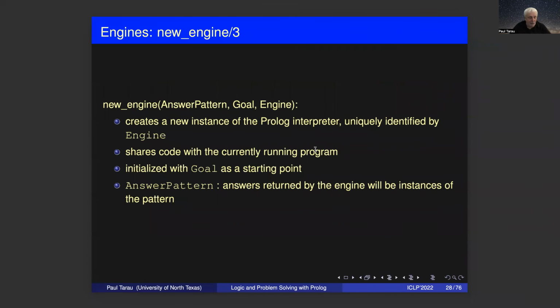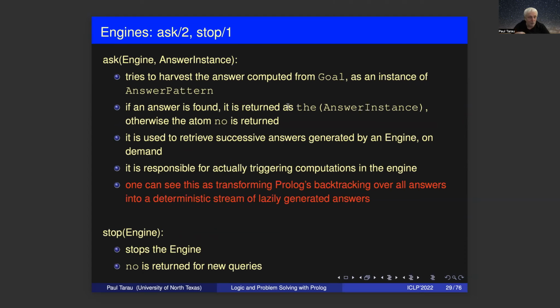the API. You can create a new engine by giving an answer pattern and a goal, and you get a handle back. And you can share the code, of course, with the currently running program. And the answer pattern would be the one that will be bound with further instantiation of its variables, and a copy of that would be returned each time you do the next operation, which is asking an engine to return an answer instance.